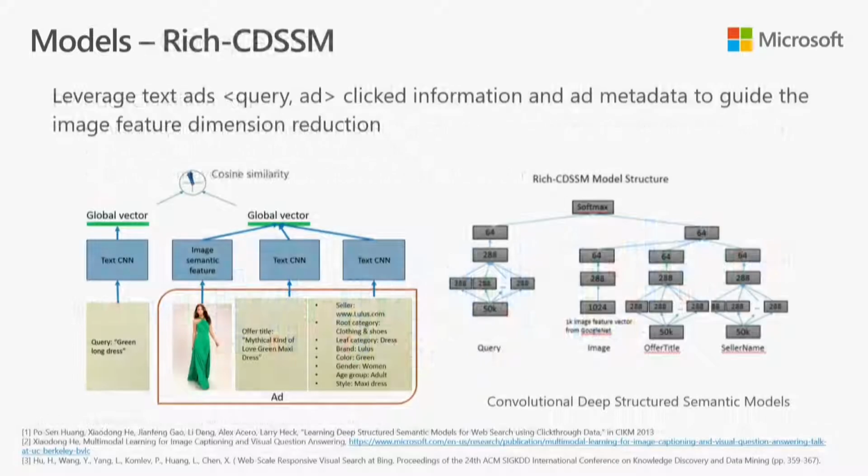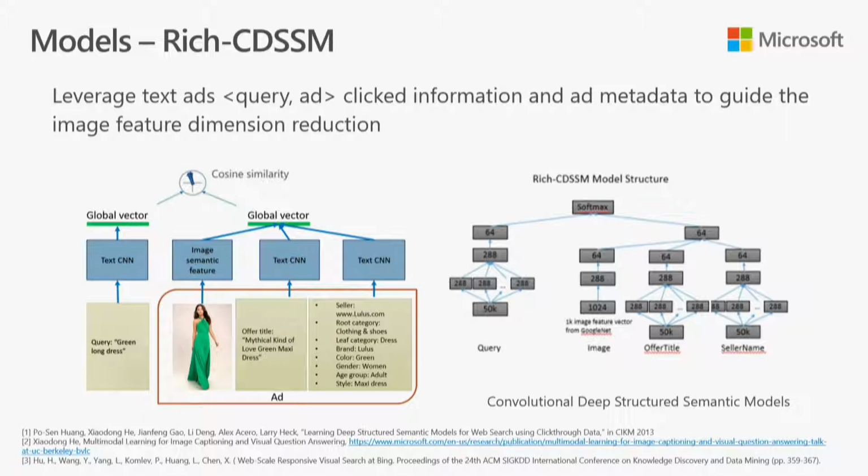However, this 1024 dimension is still too big. So the other model is a rich CDS model. We use it to reduce the image feature vector space from 1024 to 64. Here, we leverage the text as a query to collect the information and add metadata to guide this feature dimension reduction. So when a user clicks on a product ad, we can say the product ad metadata and the query are relevant to the image product. So we feed the table to the CDS model like this.